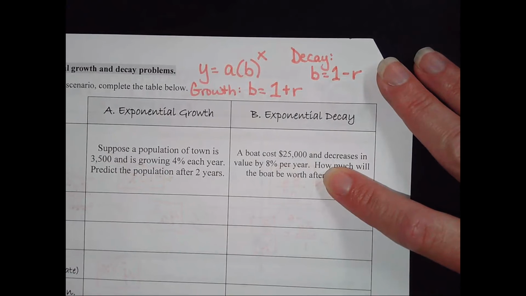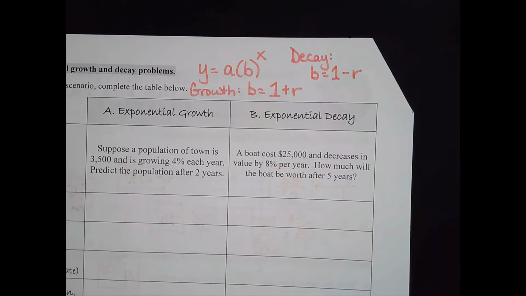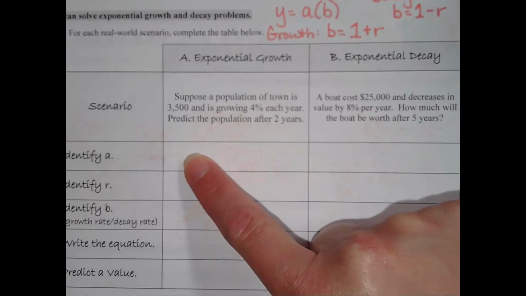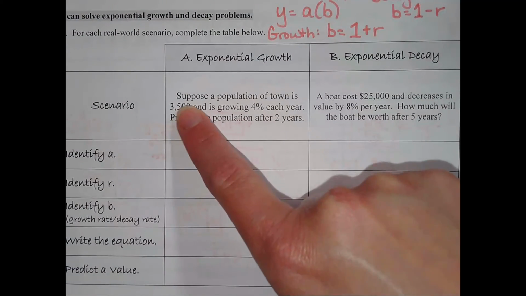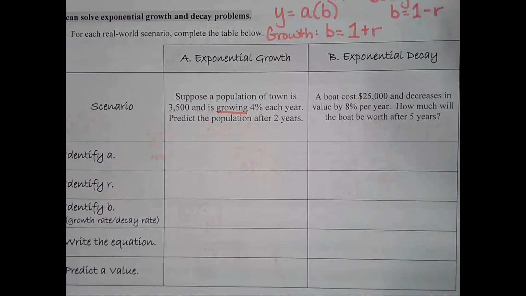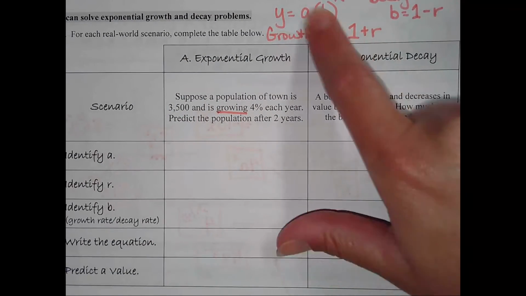So you've got to make sure you know what the actual rate is, and we've got to do something with that rate. We're either going to add or subtract it from 1. So if we take a look at this first scenario here, we have a population of a town that's 3,500 and it's growing. The fact that it's growing means that we have exponential growth. So we're going to have to end up doing this right here.